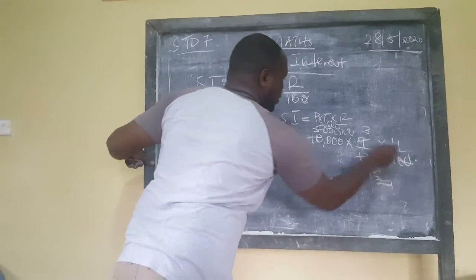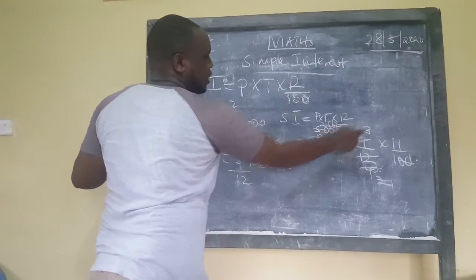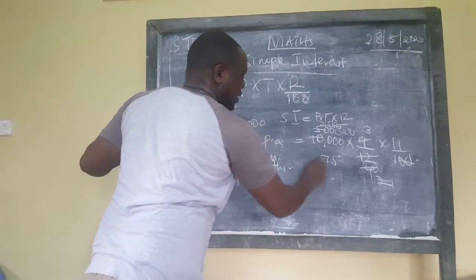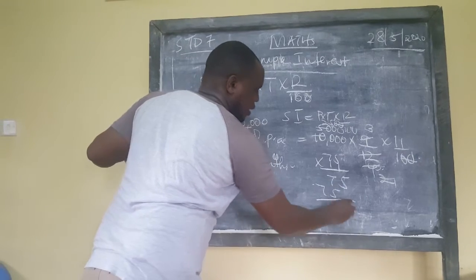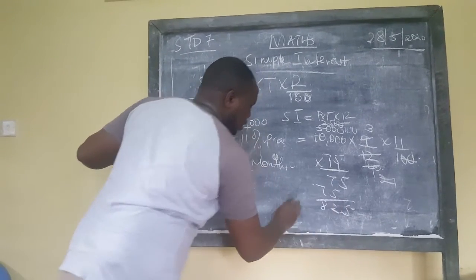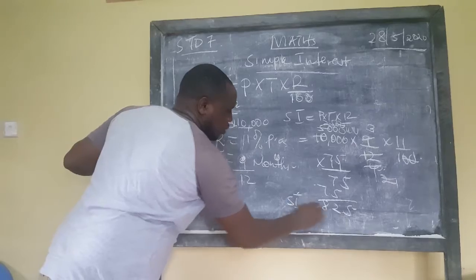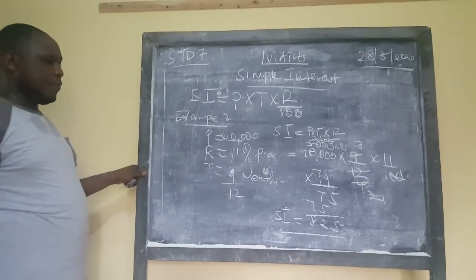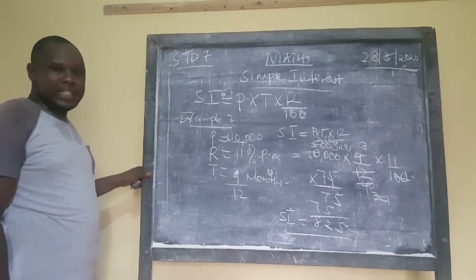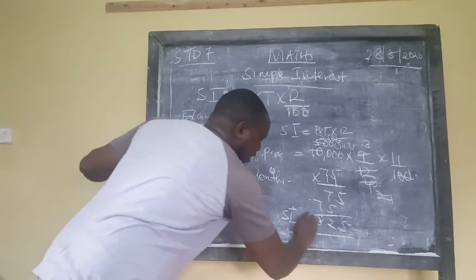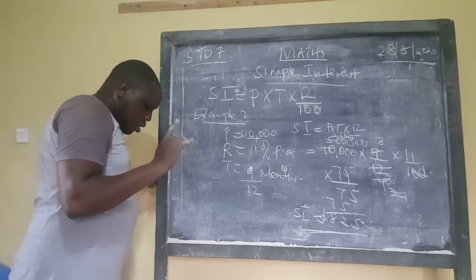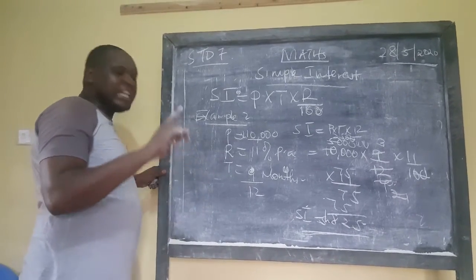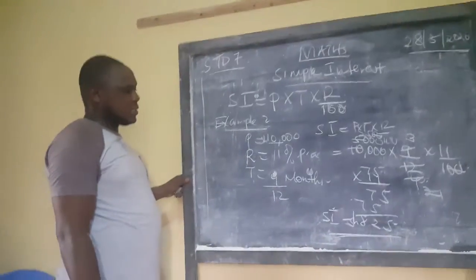Here we have 2 zeros, you cancel here. 25 times 3 is 75. Then 25 times 11, you get 275. So the simple interest earned was 825 shillings. Remember the units are shillings. Because we asked how much interest the money earned in 9 months, that is what the money earned in 9 months.